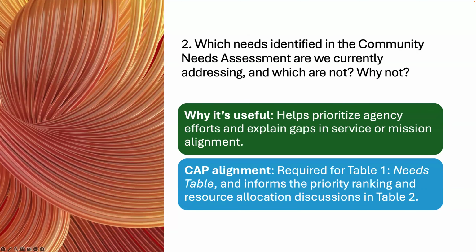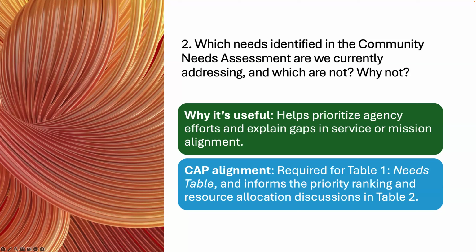Question 2, which needs identified in the community needs assessment are we currently not addressing? Or are we currently addressing, and which are we not, and why not? So it's not to say that we've been totally missing things. There are reasons why. So this helps the agency prioritize and take a look at the mission to make sure that we're aligned in our mission with what the needs in the community are.